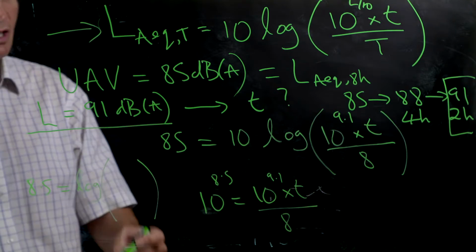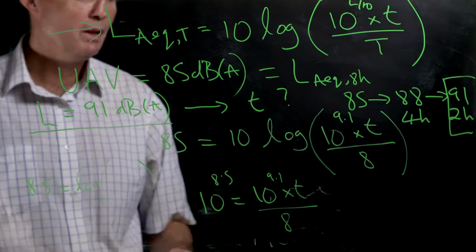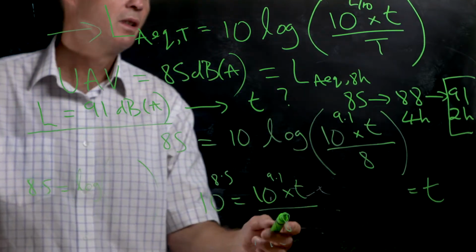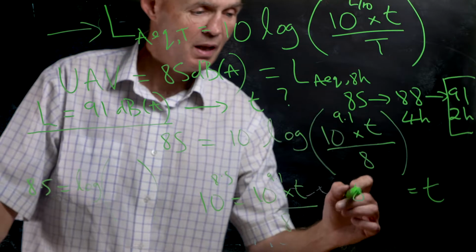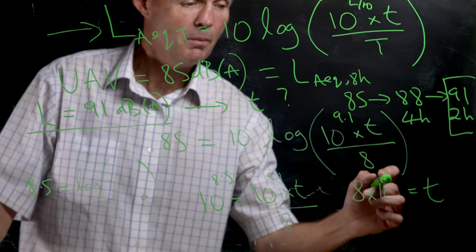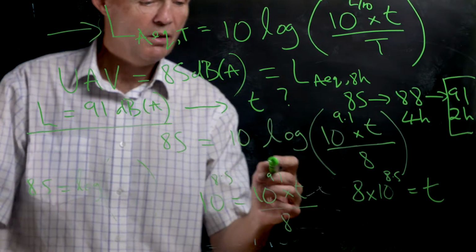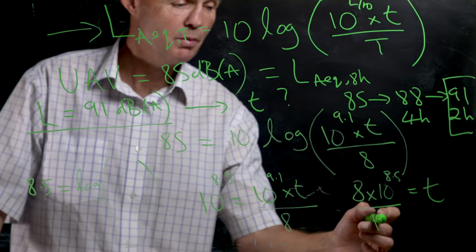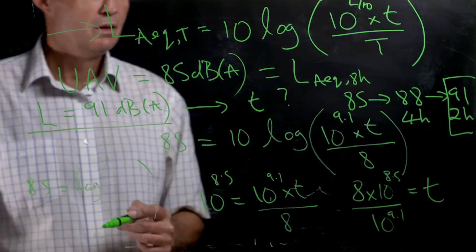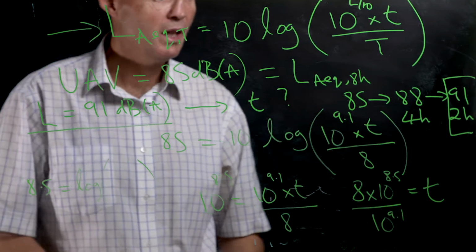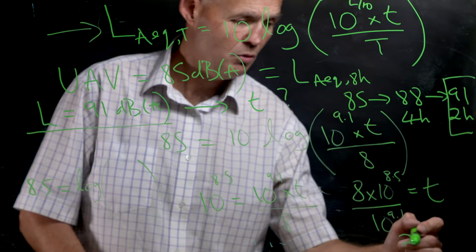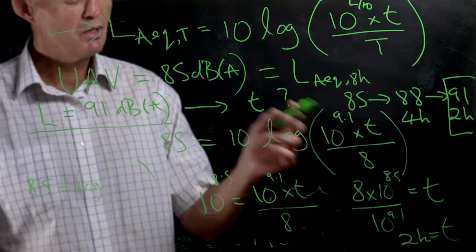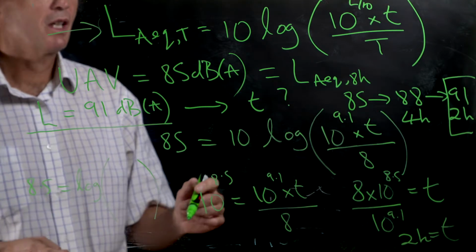Okay, and using again the simple rules of manipulating these formulas, keep the t fixed at the top, don't budge that. Take the 8 across to the side, becomes 8 times 10 to the 8.5. 10 to 9.1 here is multiplied. Bring it down the other side, it becomes divisible. Okay, and if you key all the numbers in there, magically you will get 2 hours as your time. Okay, so that's the way in which you would work that out.